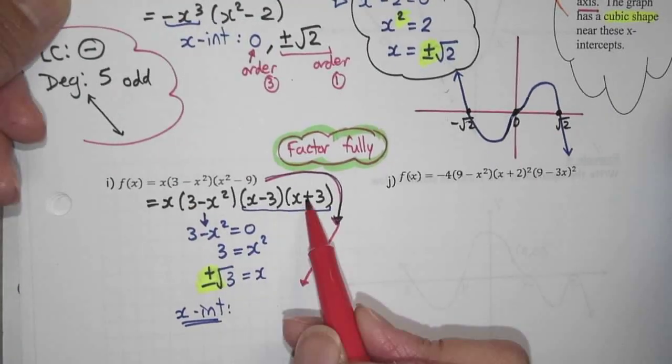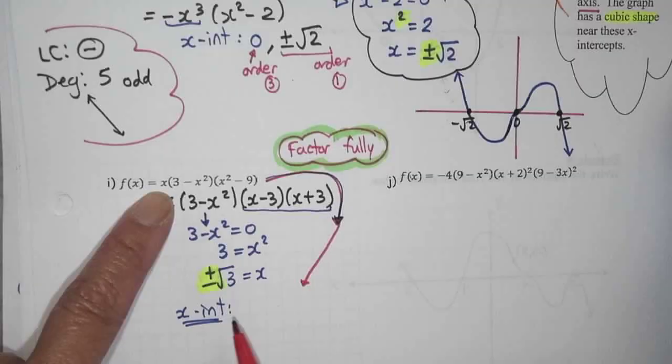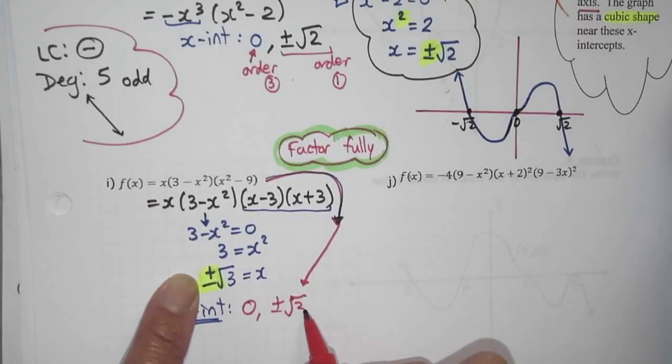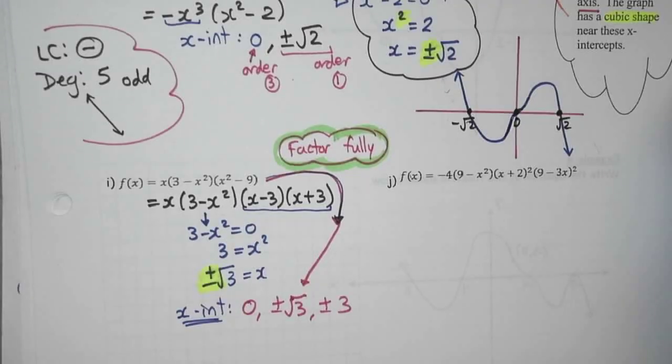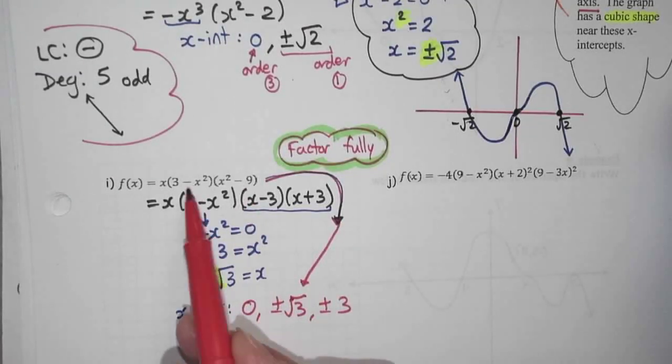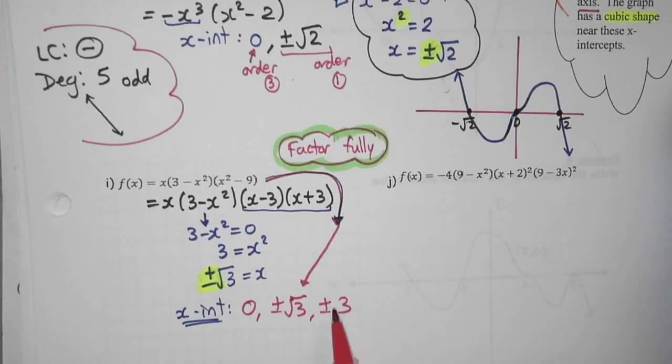Okay? So if you don't need to fully factor, I need the x-intercept. So from here, I know it's 0, plus minus root 3, and plus minus 3. There you go. So we've got 1, 2. I got 2 from here, 2 from there, and 1 from there. 1, 2, 3, 4, 5. So I've got my 5 possible roots. And when we talked about the other day, how many possible roots are there? Possibly up to 5. Yep.